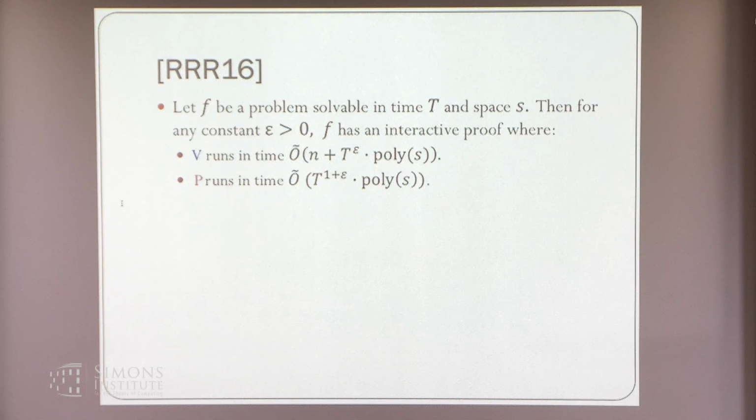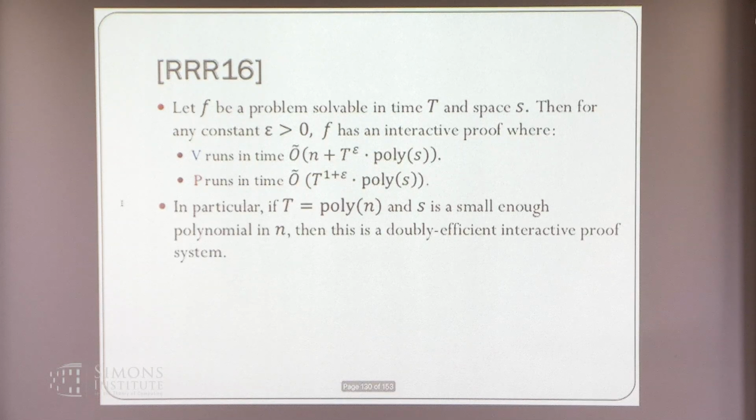And it says the following. So if f is a problem solvable in time t and space S, then, sorry for the technicality, but we need epsilon to be an arbitrarily small constant. And then we can get the verifier to run in time that's basically linear, plus t to the epsilon, an arbitrarily small power of t, so you can almost ignore it, and then a fixed polynomial in the space complexity. This is a lot of notation to follow. I'll simplify it in a moment. And then the prover runs in time nearly linear in t, so he's off by just this epsilon factor in the exponent.